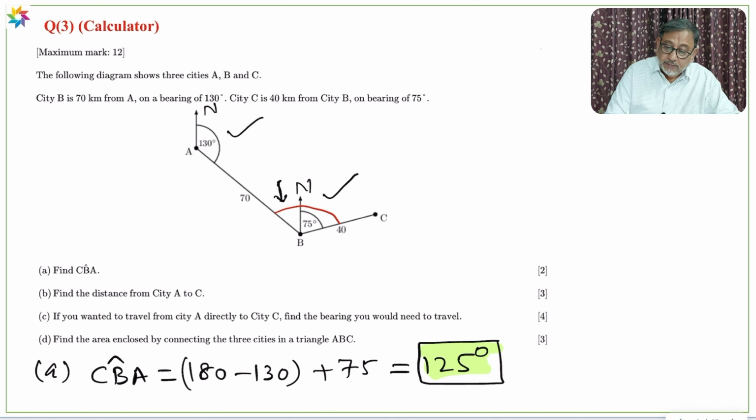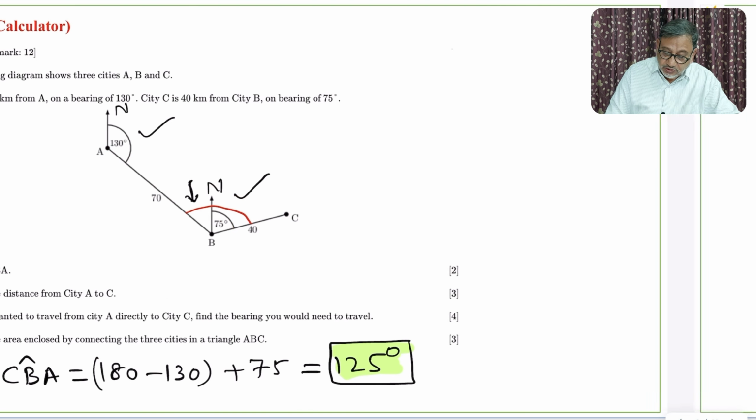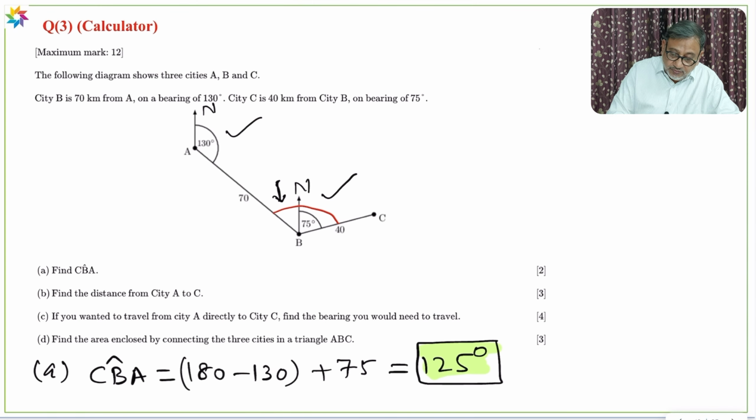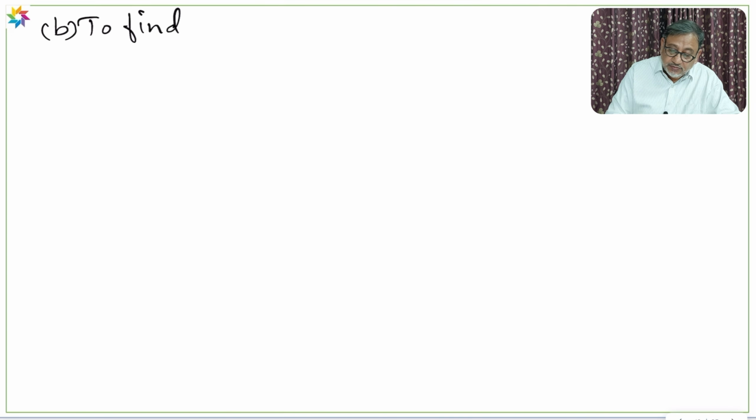First part is over. Now second part says find the distance from city A to C. A to C, okay? So you need to join A to C, and you have this side, you have this side, and you have this angle. So you can find the opposite side, right? Using the cosine rule, okay? So let us start that part. So B part, to find AC, okay? Segment AC we want to find using cosine rule.